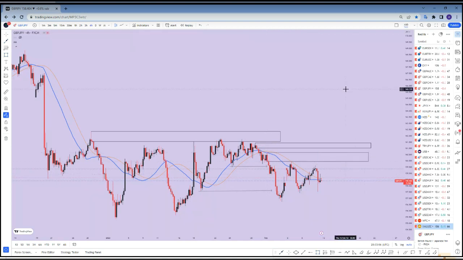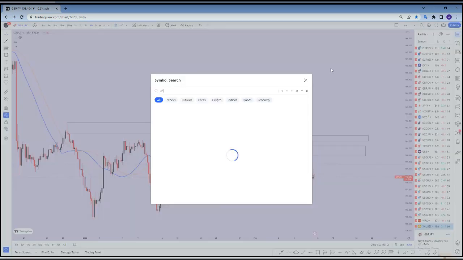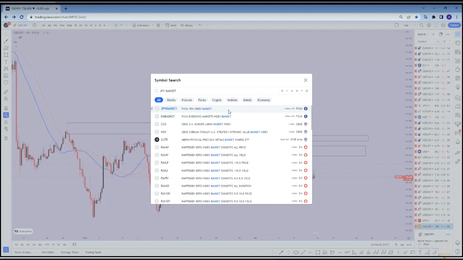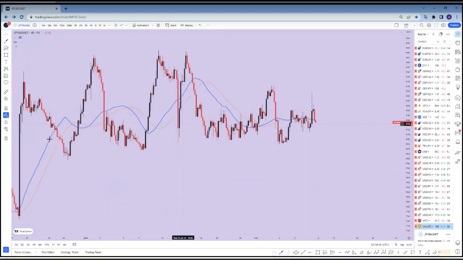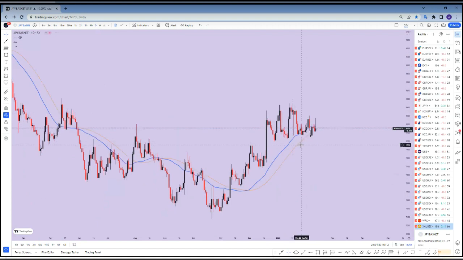Oh, that reminds me, we didn't check JPY basket. Sorry, let me just take a cursory look at that. I just need to see what's going on in the JPY basket.